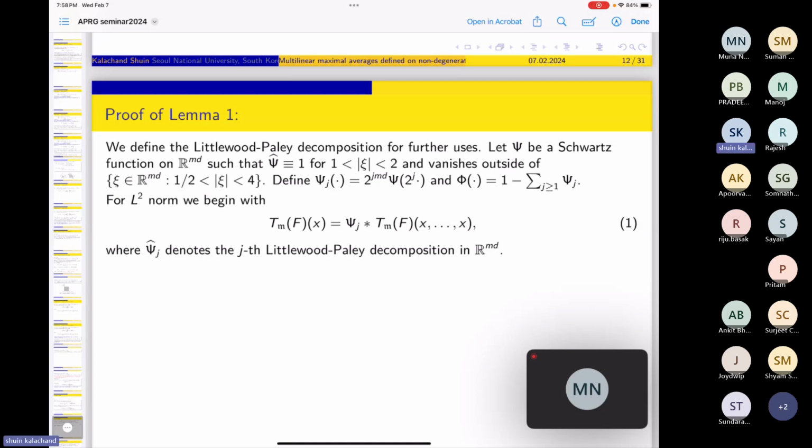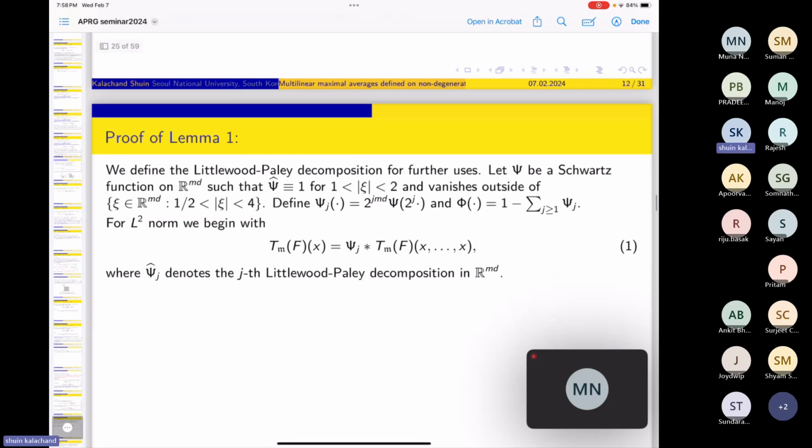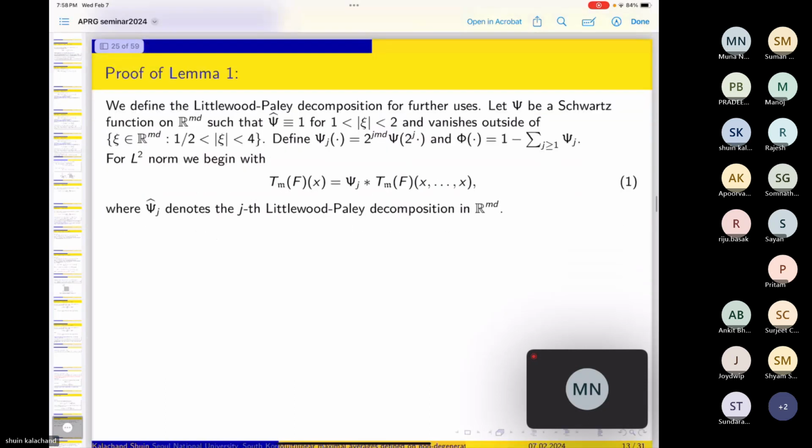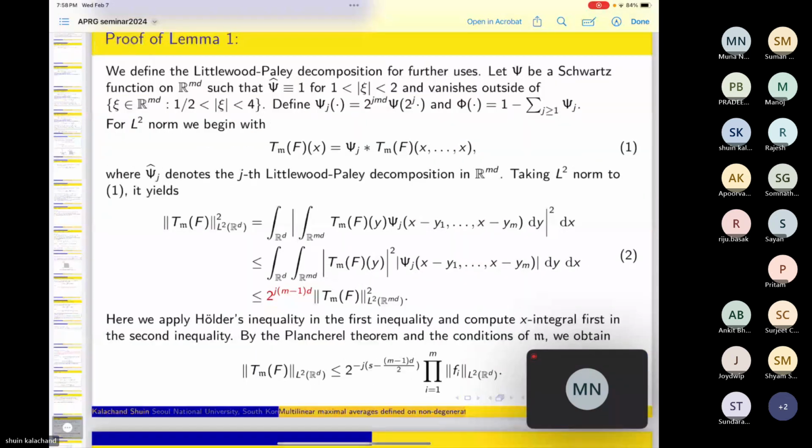And psi j we define by scaling, and phi is the identity function minus the sum of all those psi j's. Now see, we have assumed in this lemma that the support of the Fourier multiplier symbol M is contained inside the annulus of radius 2 to the power j. So using the support condition, we can write this Fourier multiplier operator T_M f as psi j convolved with T_M f, because of the support property.